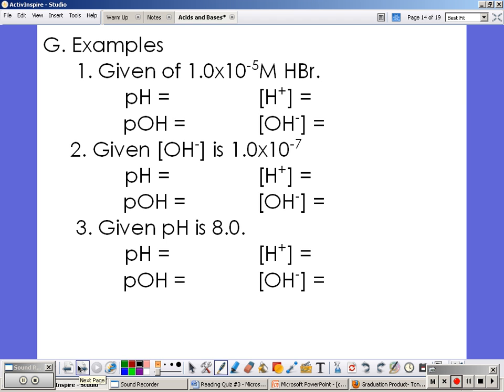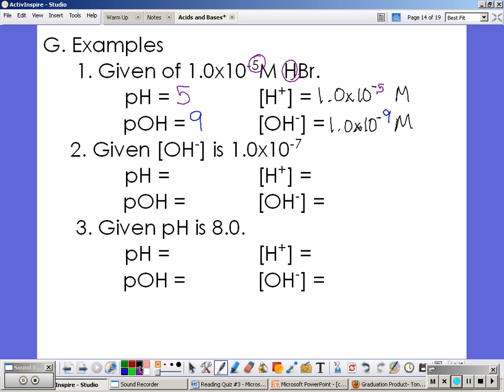Alright, so some examples. Concentration is always 1.0 times 10 to the negative something, and we measure concentration in molarity. This is an acid, so this is my hydrogen concentration. Well, the power of hydrogen then is the number of the exponent, 5. Well, 5 plus 9 makes 14, so my hydroxide concentration must be 1 times 10 to the negative 9, which means my pOH has to be 9.